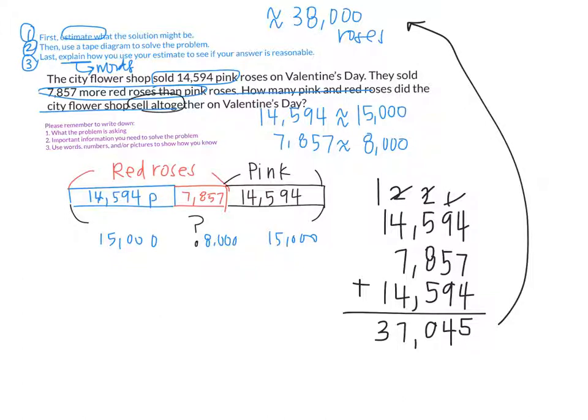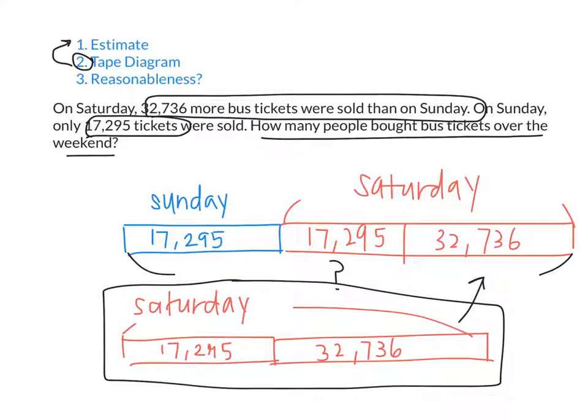What should the units be? 37,045 what? Roses, very good. Okay, very nice. As you can see, once you draw an accurate tape diagram, solving the problem becomes very easy. Okay, so that's why tape diagrams are so important. They help us understand and make sense of the problems.